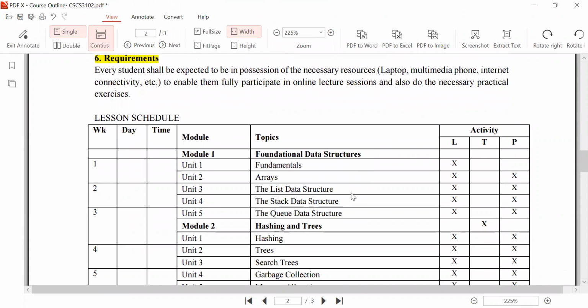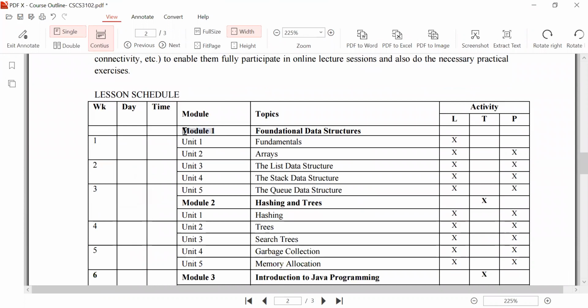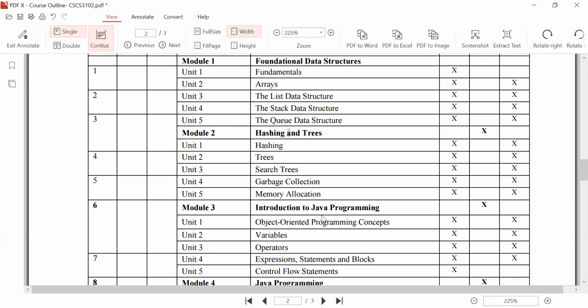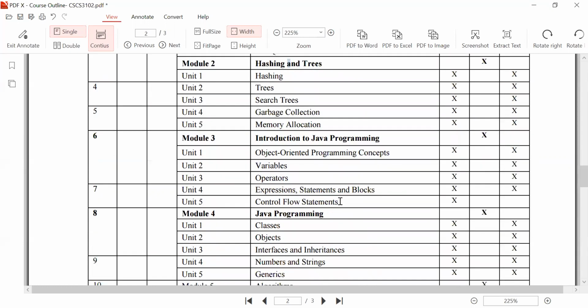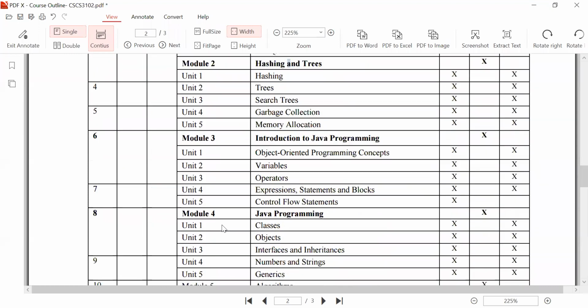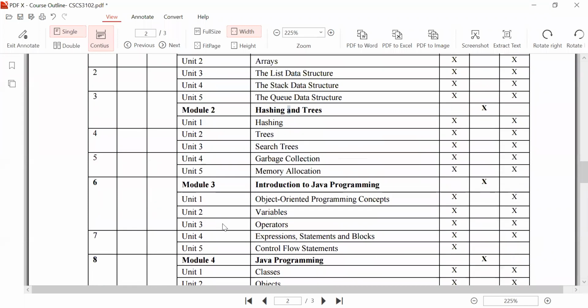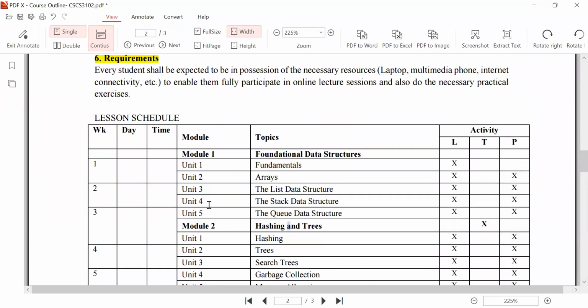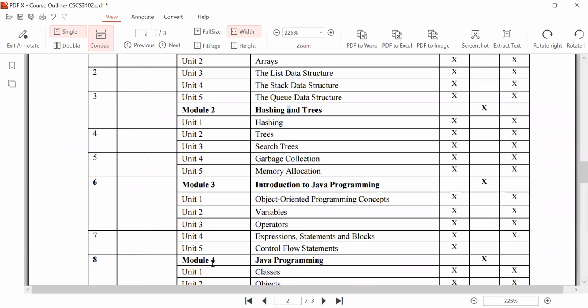So this is how our lectures are scheduled. They are scheduled on a weekly basis. We divided them into modules: fundamentals or foundation of data structures, hashing and trees and all of that, and introduction to Java programming. So basically, some of these modules, like module 1, module 2, it does not mean you must start with the first module before you go to the second module.